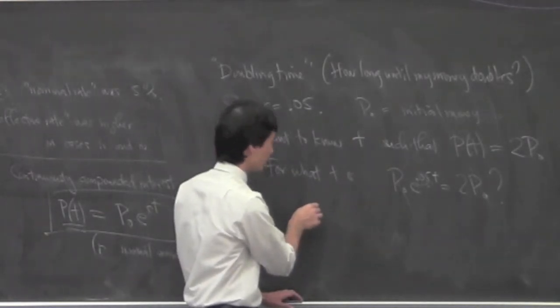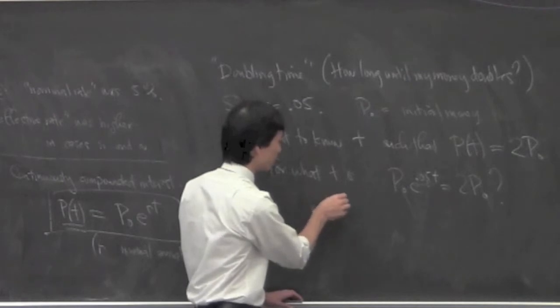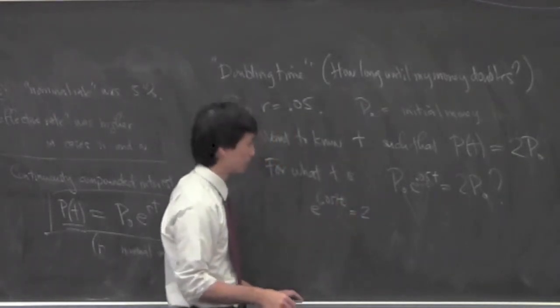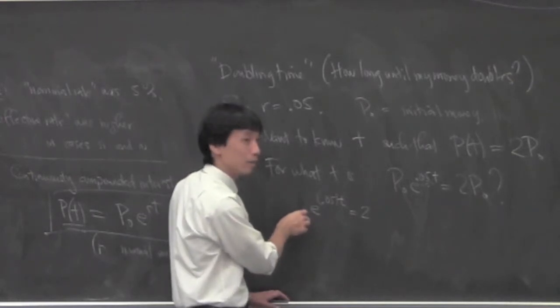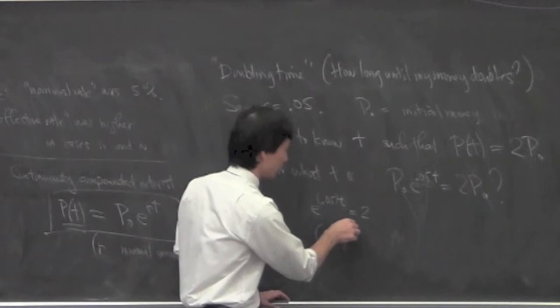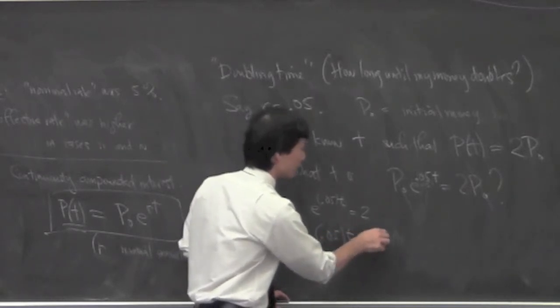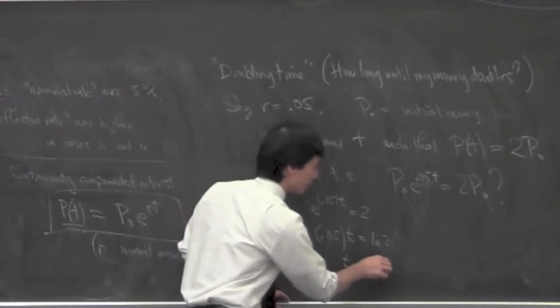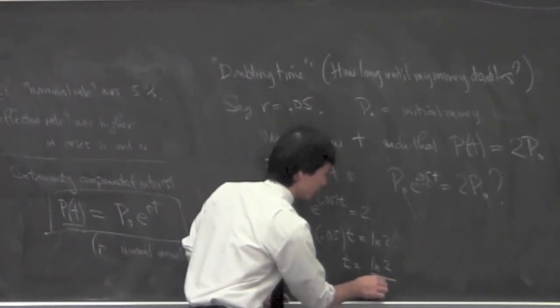So we're looking for the t for which e to the 0.05 times t is equal to 2. Then you take the natural log, so you get 0.05 times t is equal to natural log of 2. Oh yeah, you're right, so you get natural log of 2 divided by 0.05.